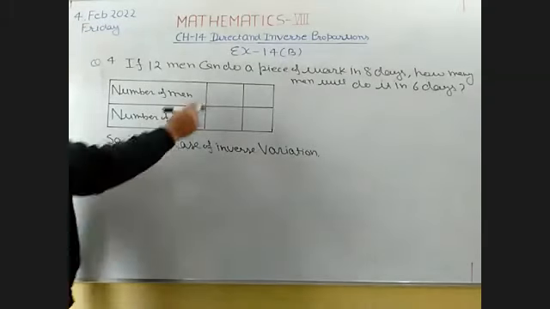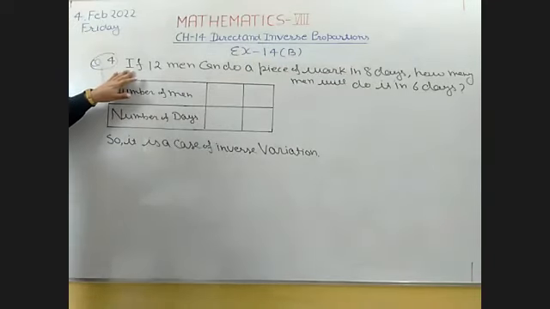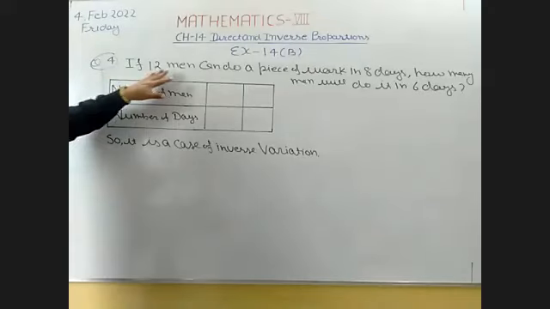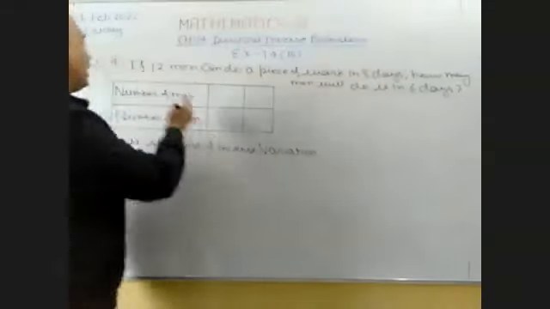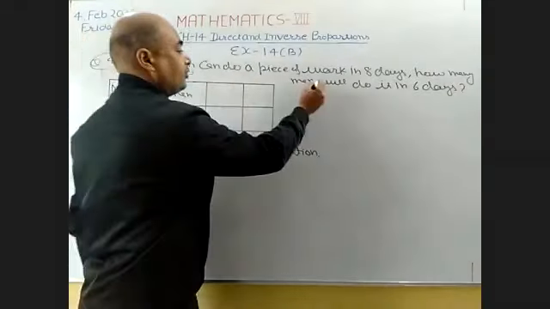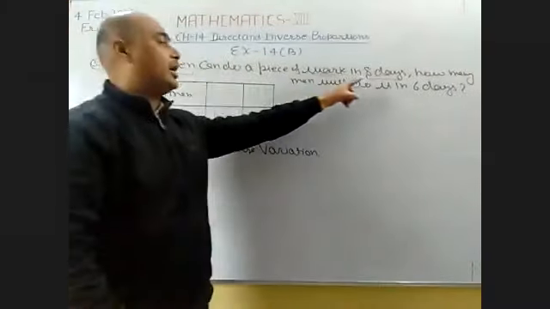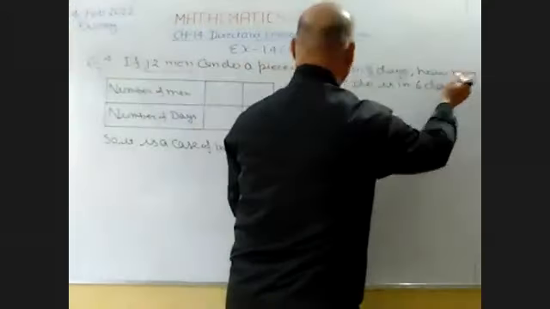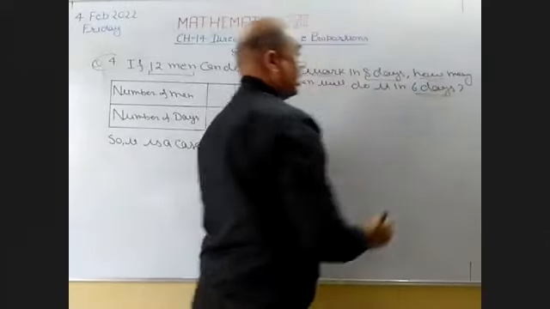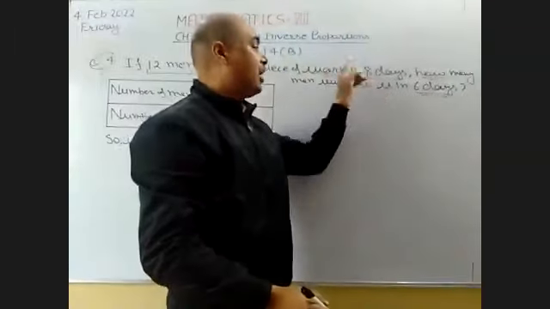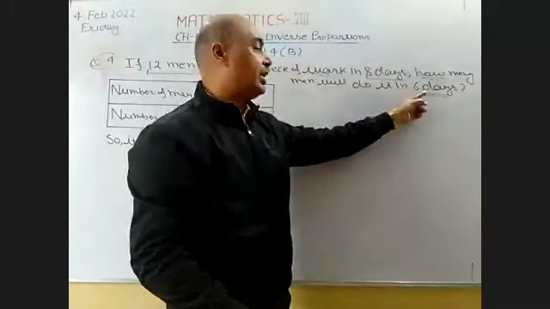So today we will start our lecture with exercise 14B, question number 4. Check what is given in this question. If 12 men can do a piece of work in 8 days, 12 men will complete their work in 8 days. It is given. How many men will do it in 6 days? Now we want to check how many men will do the same work in 6 days. Now in this question we will reduce the days.